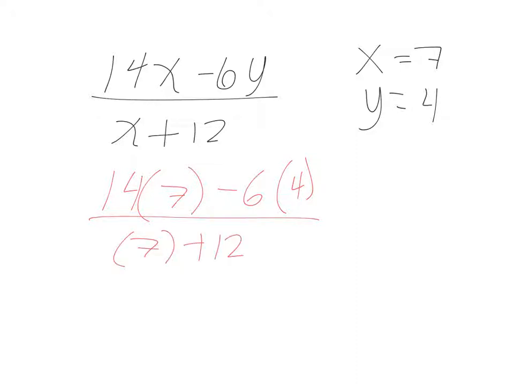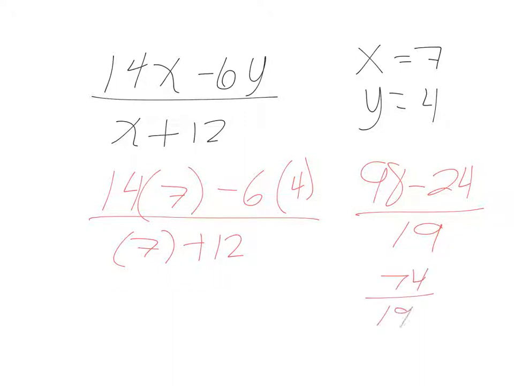Okay, and then for the top, I'm going to do my multiplication first, so 14 times 7, 70 and 28, 98, minus 6 times 4 is 24. Over 7 plus 12 is 19, and then I do 98 minus 24, which is 74 over 19, and that fraction is simplified. So I can stop there, 74 over 19. This was number 23 on the quiz.